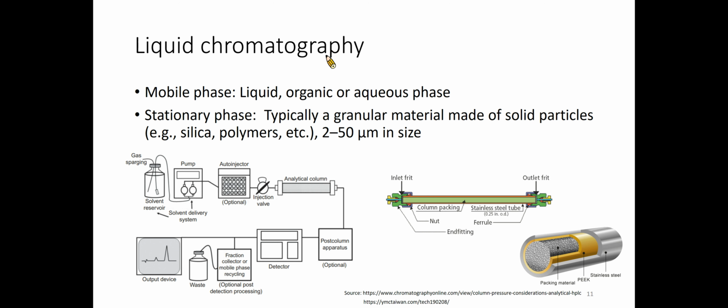The LC system is composed of mobile phases, LC pumps, an autosampler, an analytical column, a detector, which in our case is a mass spectrometer, and a computer system to record the data. This figure illustrates the structure of the LC column. The stationary phase of an LC column is typically a granular material made of solid particles, and the particle size ranges from 2 to 50 micrometers.